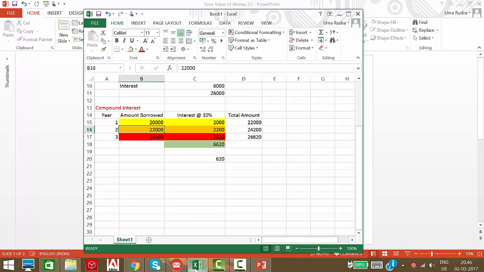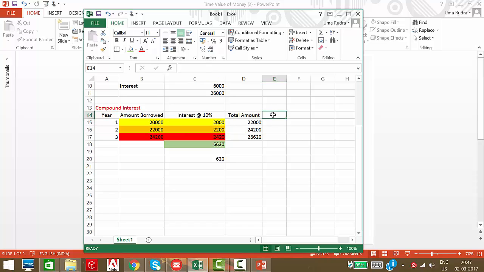Imagine that you need money, 20,000, and I have lent you 20,000 at the rate of 10% per annum in compound interest. As you can see, the first year's principal plus interest is 22,000. This becomes the principal for the second year, and then interest at the rate of 10% is charged.